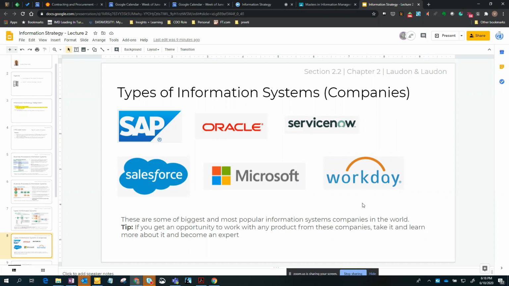These companies are going to grow and grow and grow. There's nobody that can stop these companies from growing. So the more you can learn about the products or the software from these companies, the more you can become an expert in their software or in their product, the better you will do in your career.